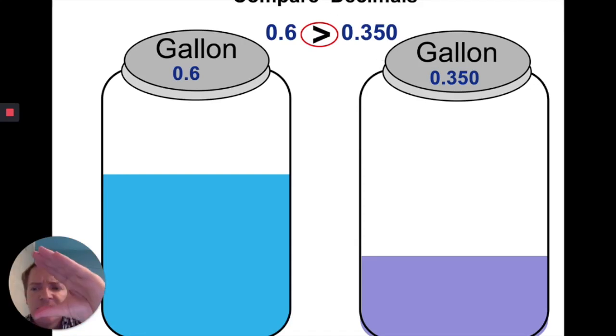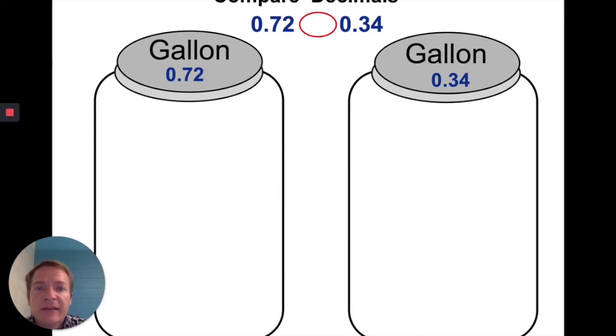So the alligator is facing this direction. Okay, same time. We're going to look at this one. We have 72 hundredths and we have 34 hundredths. We go to the decimal point. We look to the number on the right. I have a 7 and I have a 3.